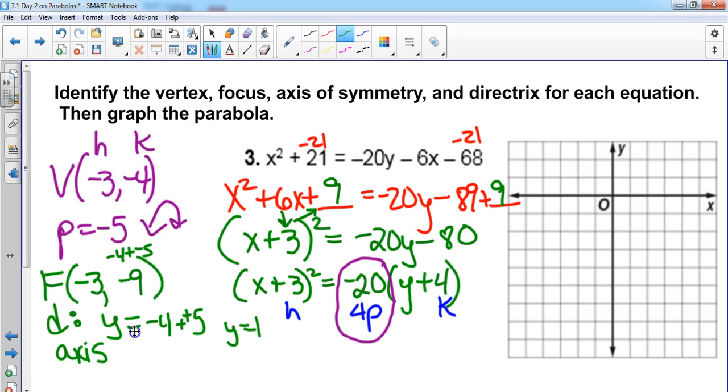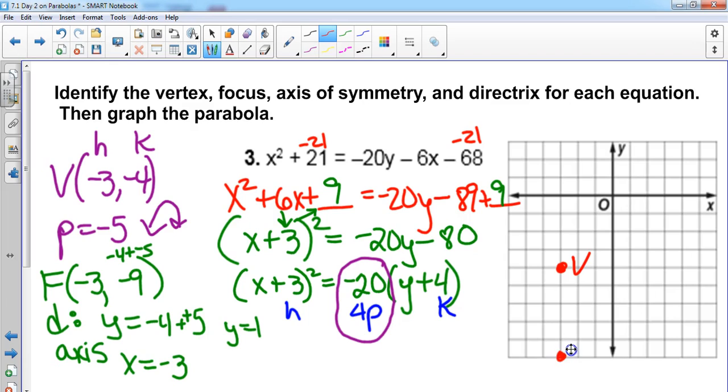And the axis of symmetry connects the vertex and focus, so it's x equals -3. And it also has x equals h on the chart. All right. Over here, if I hadn't done any of that, and I had just plotted -3, -4, and then I knew my P was -5, that means, since this one opens down, I'd be going down 5.